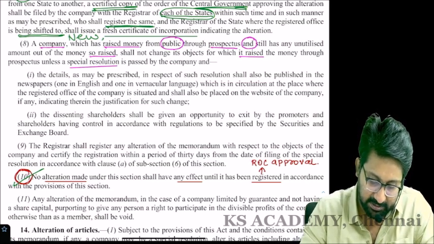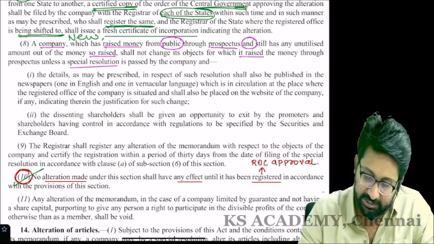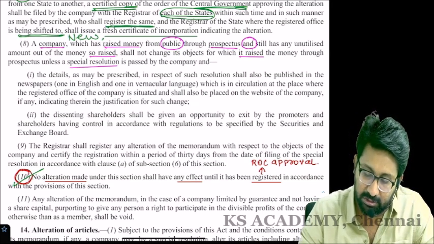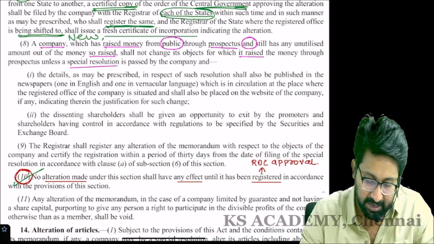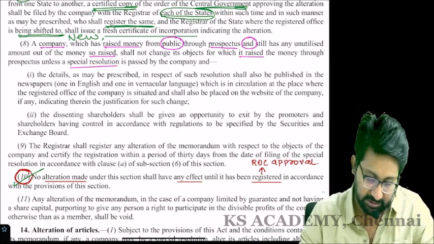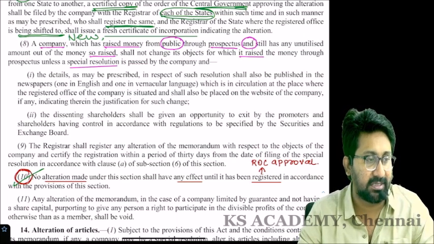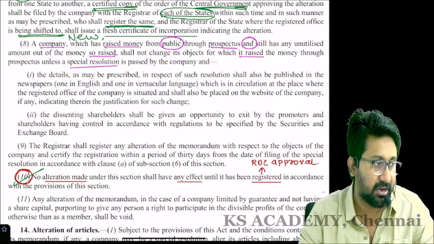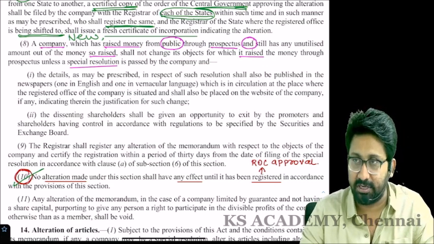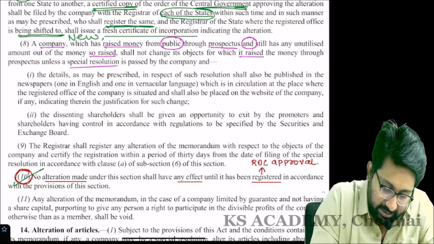in the newspapers, one in English and another in the local vernacular language, which is in circulation at the place where the registered office of the company is situated, and shall also be placed on the website of the company, if any, indicating therein the justification for such change. The dissenting shareholders shall be given an opportunity to exit by the promoters and the shareholders having control in accordance with the regulations to be specified by the Securities and Exchange Board. This is what they have given in 13.8.